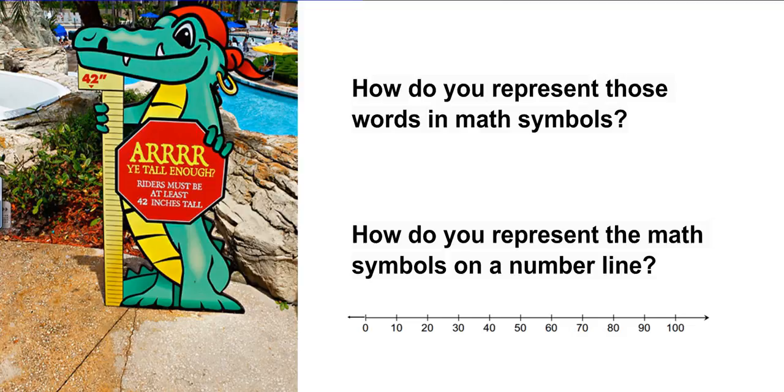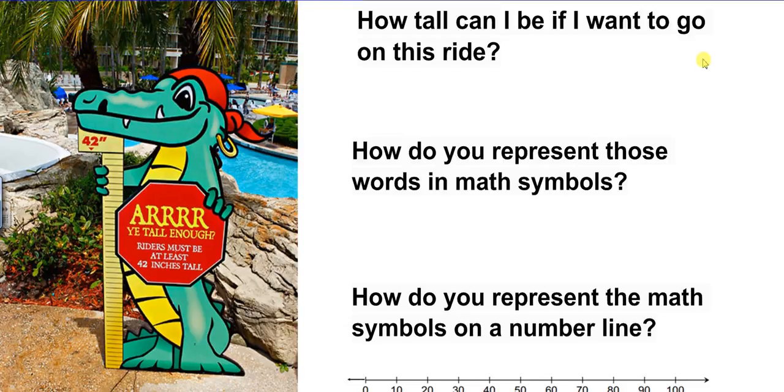Okay, before we get started, I want to take a look at this picture. It has a picture of a sign that you find in an amusement park. It says, riders must be at least 42 inches tall. Well, what does that mean? How tall do I have to be if I want to go? That means I have to be 42 inches or taller.